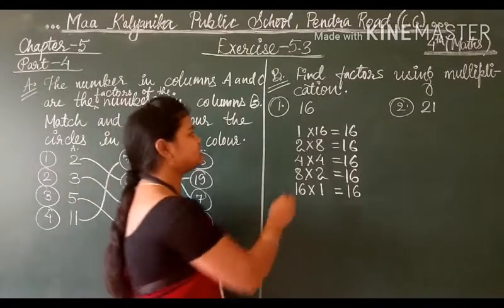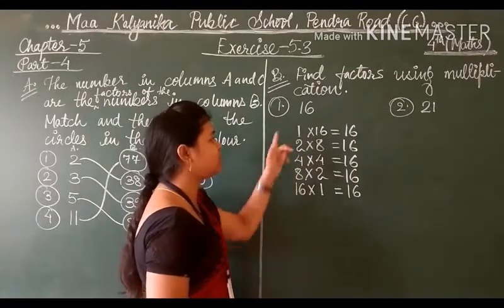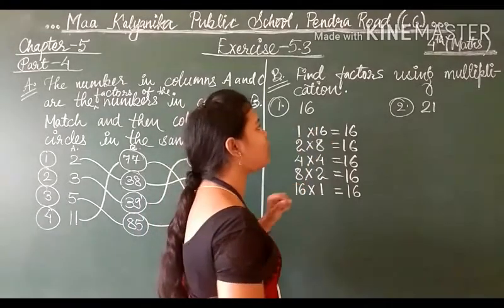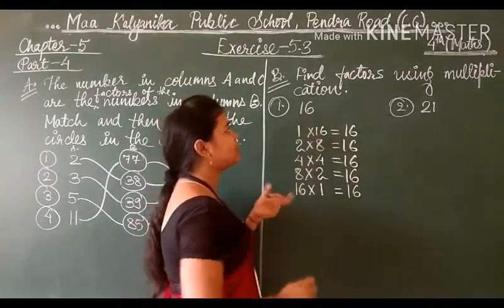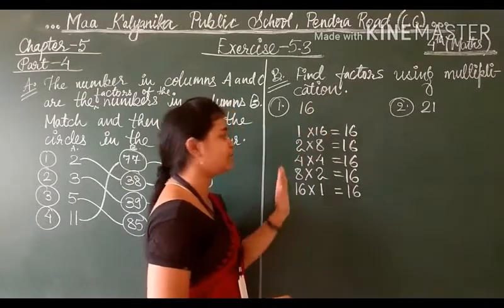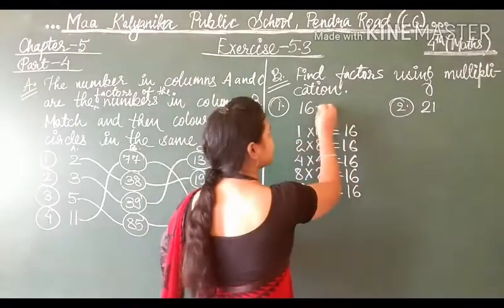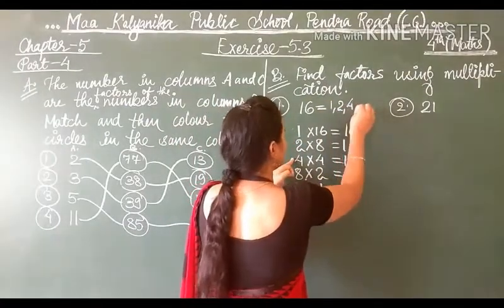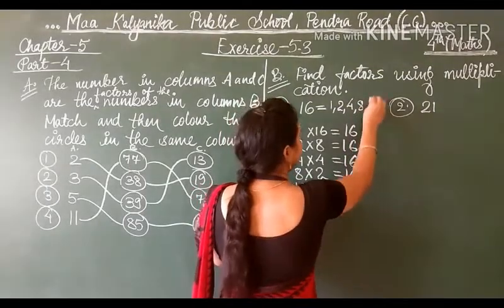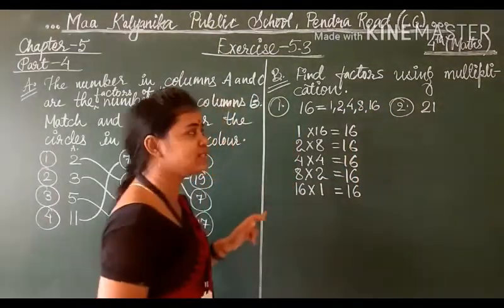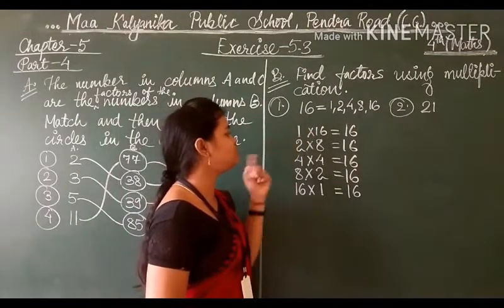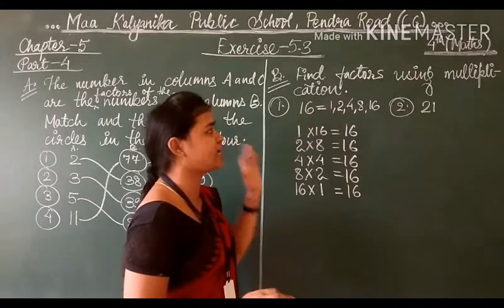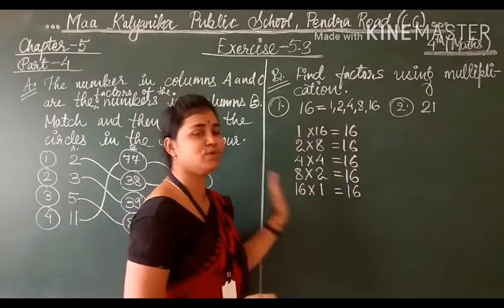So simply students, the front numbers which I had written here, 1, 2, 4, 8 and 16, are the factors of 16. But what you have to do is find the factors using multiplication. So this is multiplication and you can write here simply by putting commas 1, 2, 4, 8 and 16. One more method is there. You can divide the number by 1, 2, 4, 8 and 16. But here the question is given, you have to use the multiplication method. So that's why we have used this method.